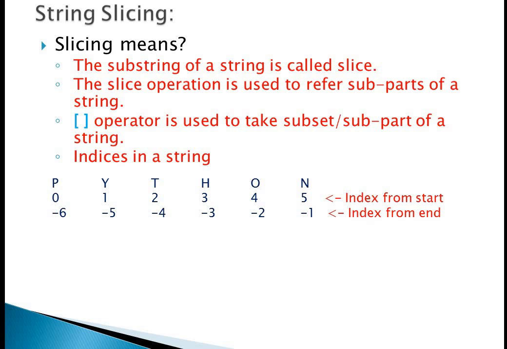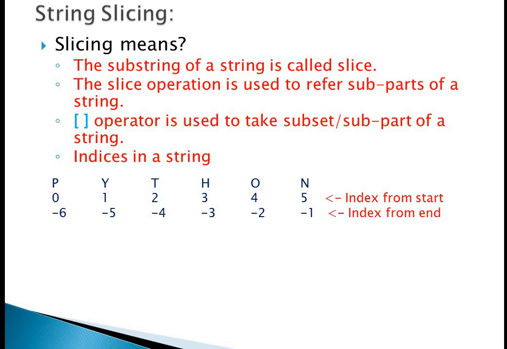The positive index starts from the beginning of the string. So what is the beginning of the string? P is the beginning of the string. Positive index starts with 0. Keep in mind, positive index starts with 0 and it starts with the first letter of the string, and automatically the next letter will get the next integer value 1 and so on. H has the positive index 3, while N has positive index 5.